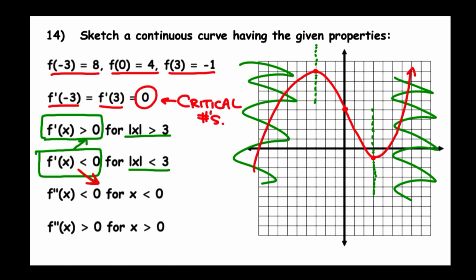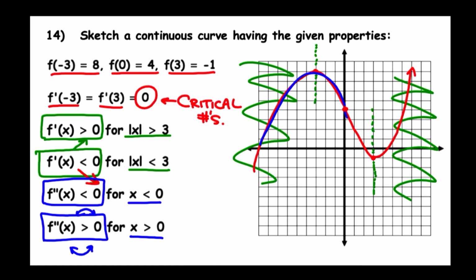And then finally, last but not least, your second derivative. Second derivative less than 0 means concave down, like a frown. If you're less than 0, and that looks concave down. The second derivative greater than 0 is concave up. If you're greater than 0, and that looks concave up. So there you go. That's my answer.